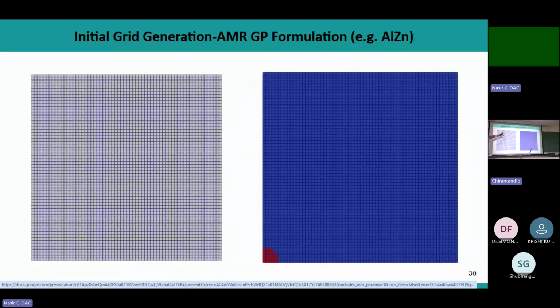Something we understand. This is our simulation, where I implemented AMR for the GP formulation. That is my initial grid, that is my base grid. We are not using AMR for you. This course is too short.